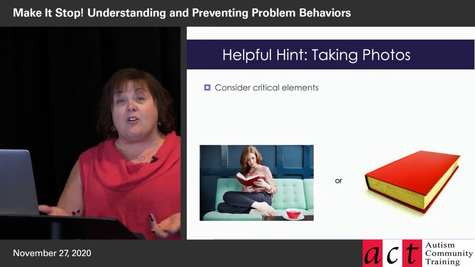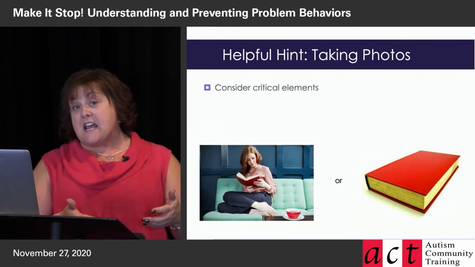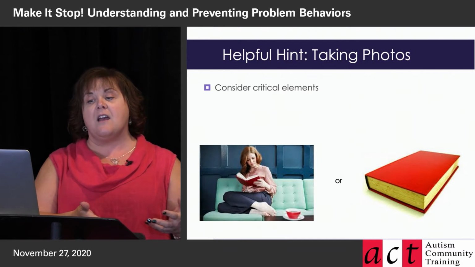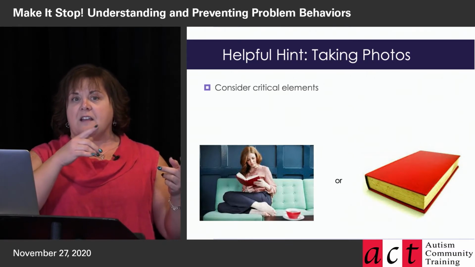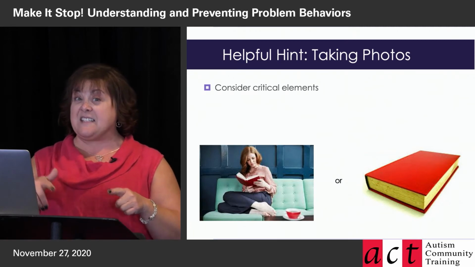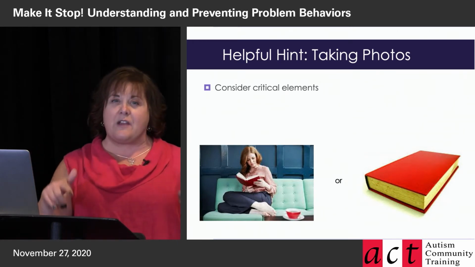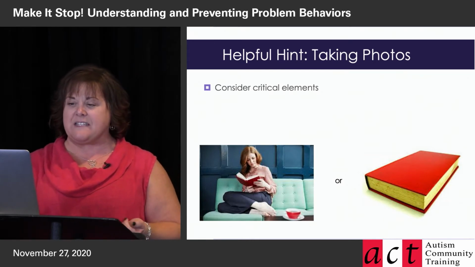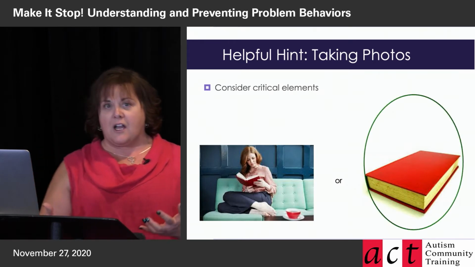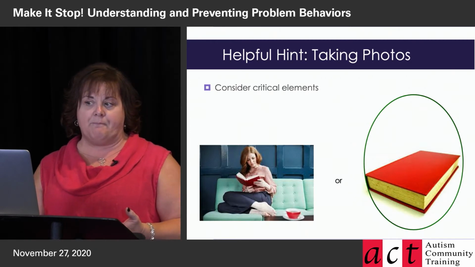Again, think about critical elements. So if I want something that represents reading a book, I could take a picture of a person sitting and reading. But if you look, there's a couch that's involved, there's a cup of tea. That cup of tea has a saucer. There might be a treat on that saucer. So there's all kinds of other information in that picture that could be misleading, whereas the book is a much more clear representation of what I'm trying to convey, okay?